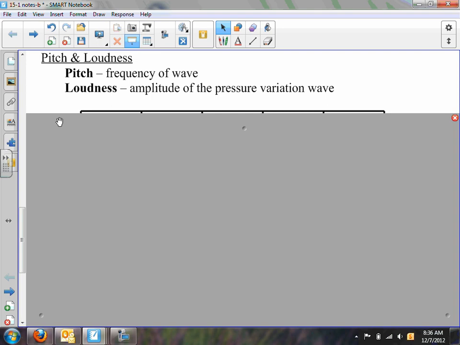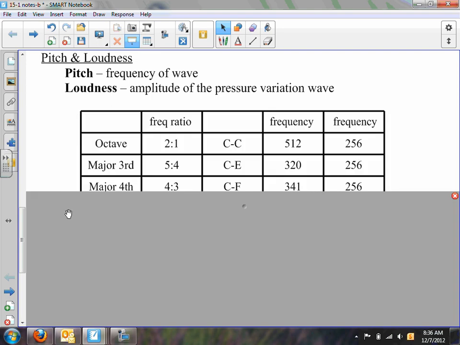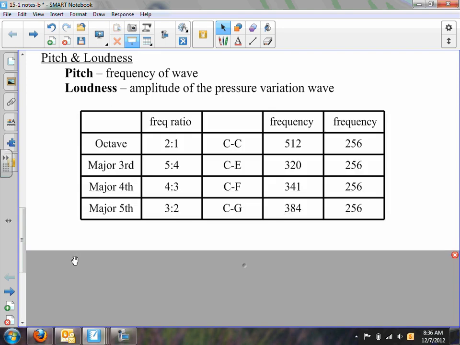Now for the test, I'll expect you to know, one of the objectives was to know the frequency ratios for these different chords. An octave would be going from one note to the same note 8 steps higher. So a C to a high C, the frequency ratio is 2 to 1. If middle C is 256, an octave above that would be twice as big, 512.